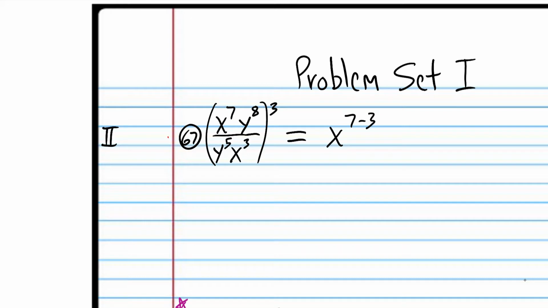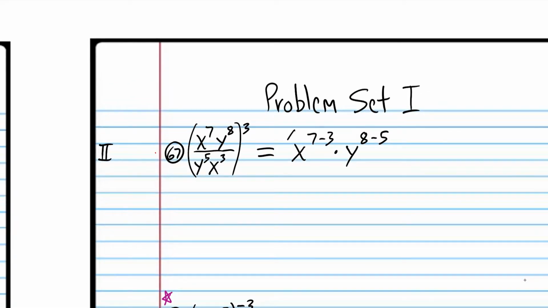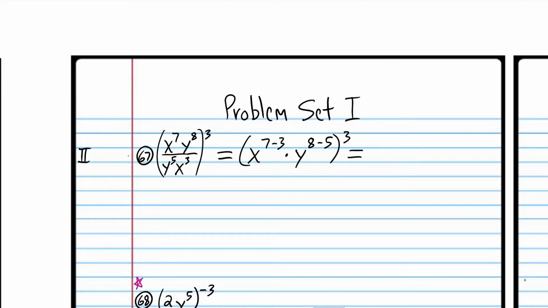Then we have to multiply by y to the 8 minus 5. And of course all that is still raised to the 3rd power. So I know that seems kind of a weird problem. Then we get x to the 4th times y to the 3rd raised to the 3rd.